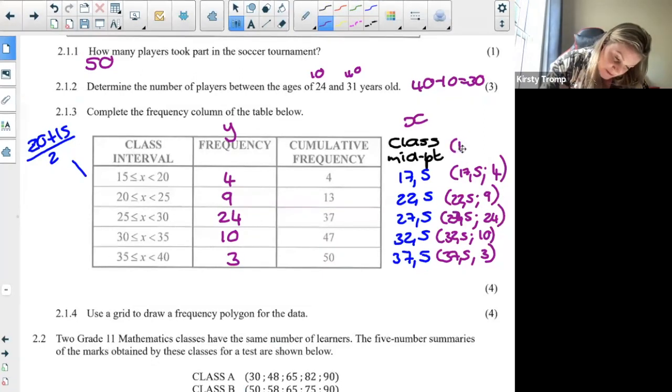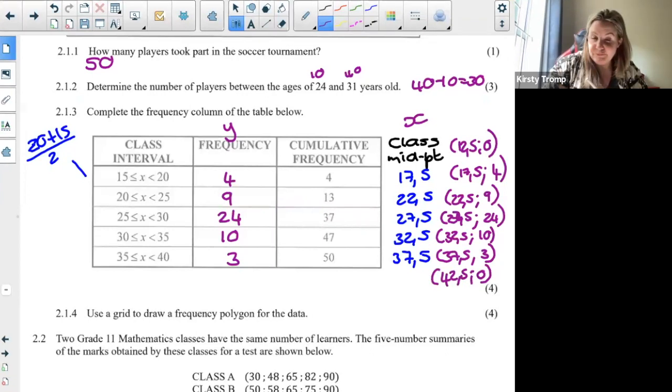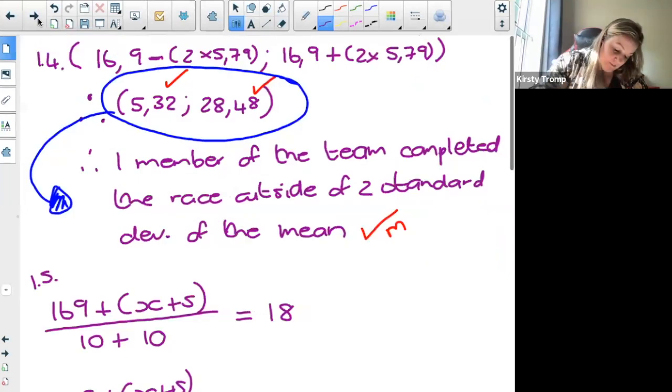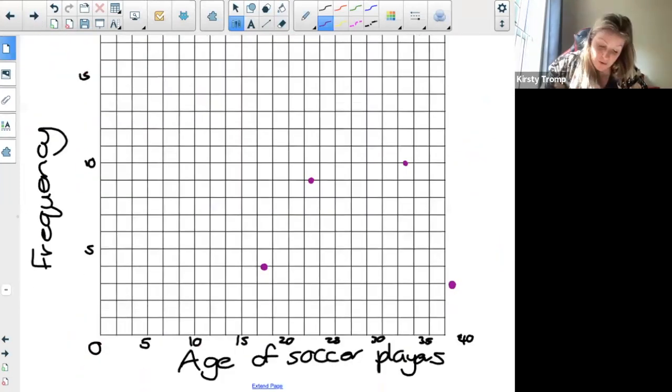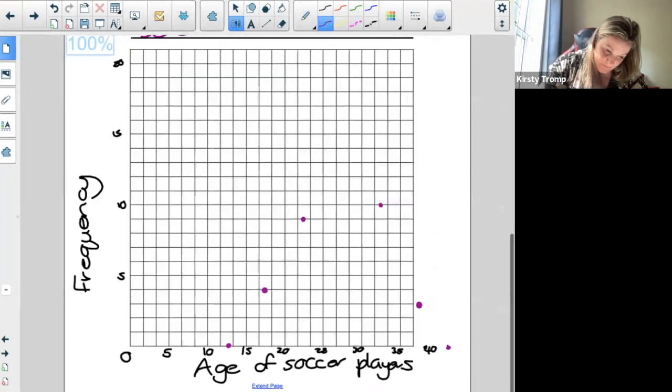So my anchor is going to be 12,5 is to 0. And my anchor here is going to be 42,5 is to 0. Okay, so we go back here. I need 12,5 is to 0, so about there. And we said 42,5 is to 0, so about there.